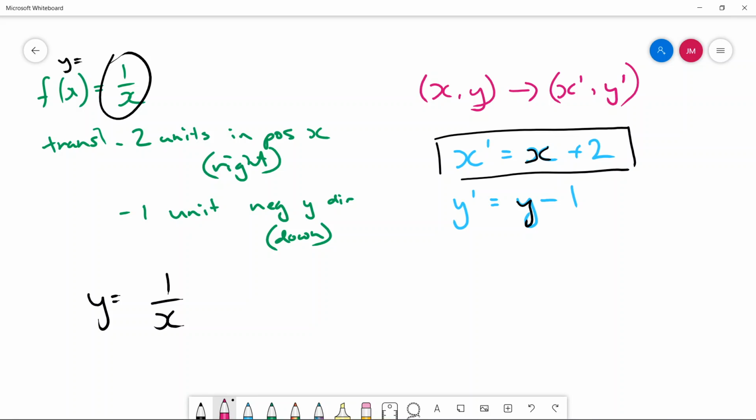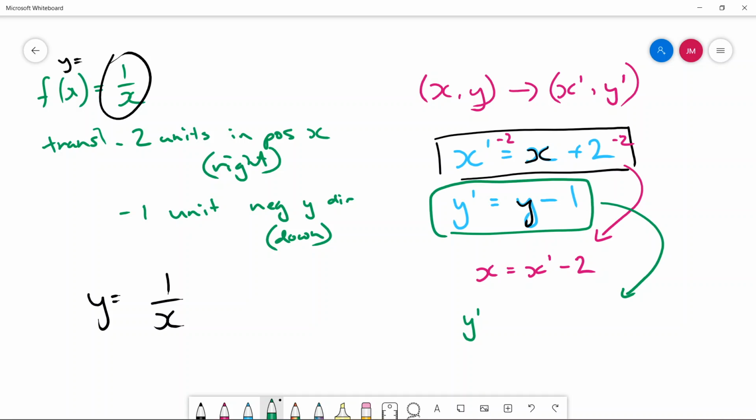So let's take this top one, and if I want to make x the subject, I'd have to subtract 2 from both sides. And so therefore, x would equal the image minus 2. And for my y values, I'd get y dash, and I want to move the 1 away. So I'd have to plus 1 to both sides. So I get y dash plus 1 equals y.